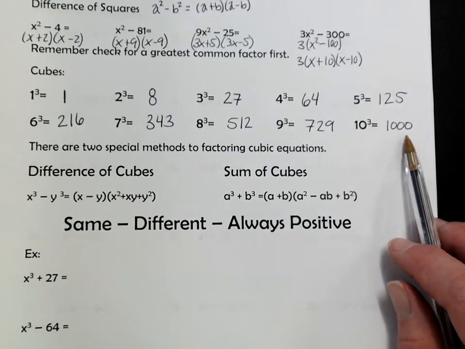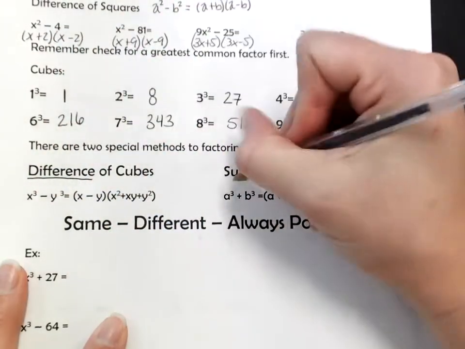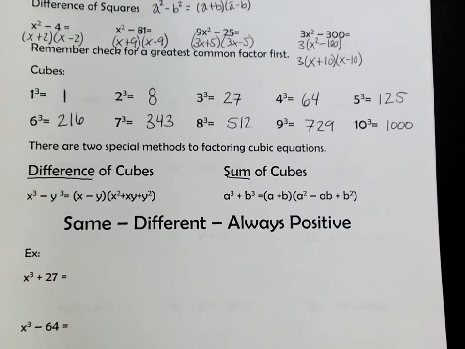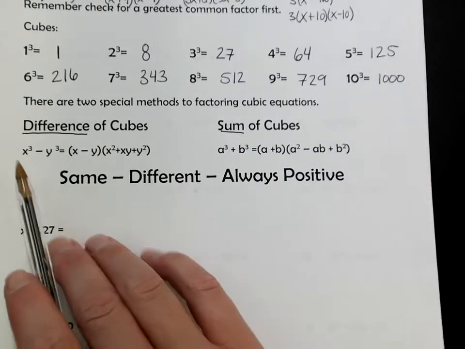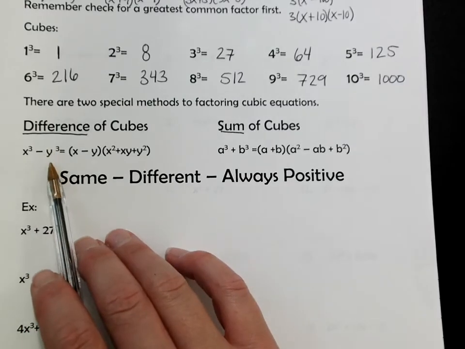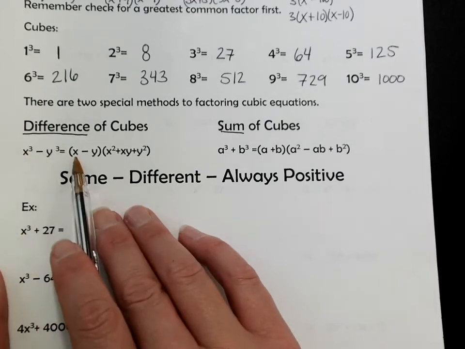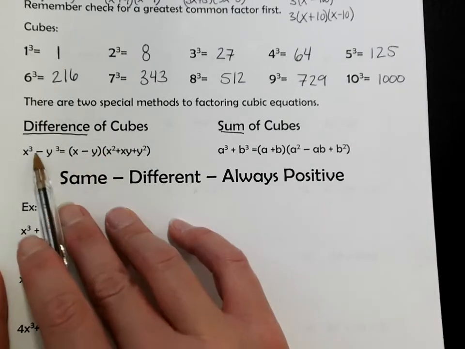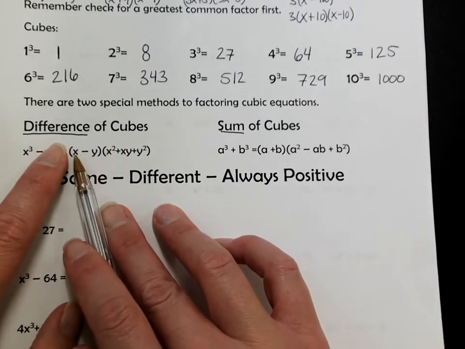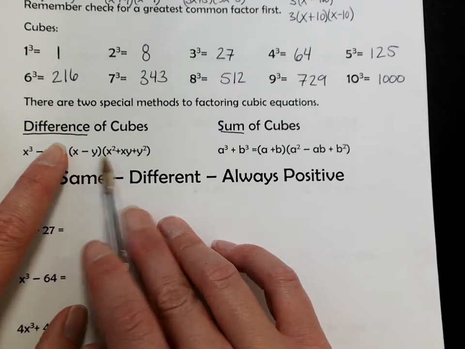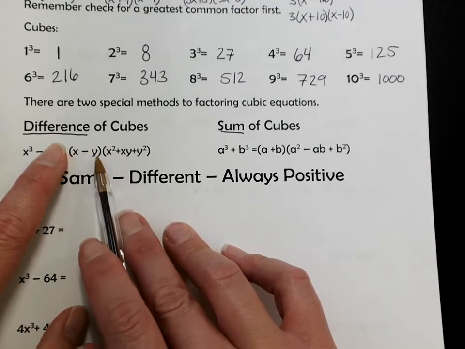For cubes, we actually have two different rules. We have our difference rule and our sum rule. So here's the rule, just like I did the difference of squares at the top. When you have cubes, you have something cubed minus something cubed for the difference. So what I like to say is the cube root of this goes here, and the cube root of this goes here. That sign's going to stay the same. And then whatever this term is, you square this thing to go here. You multiply these two together and change the sign for here. And then the last one is this one squared.